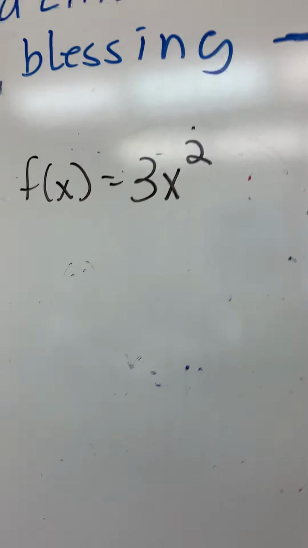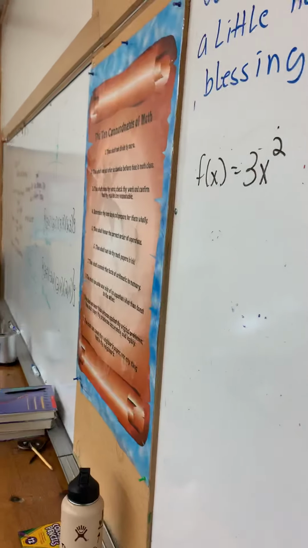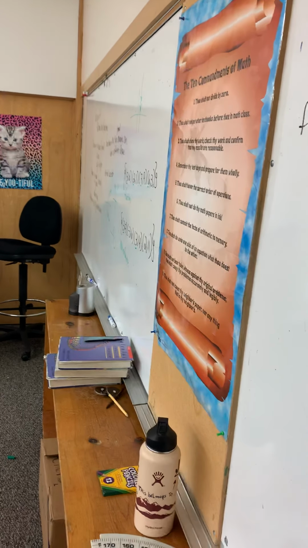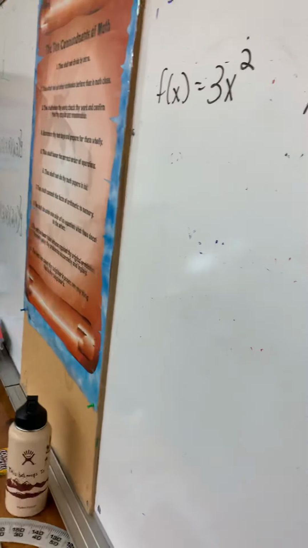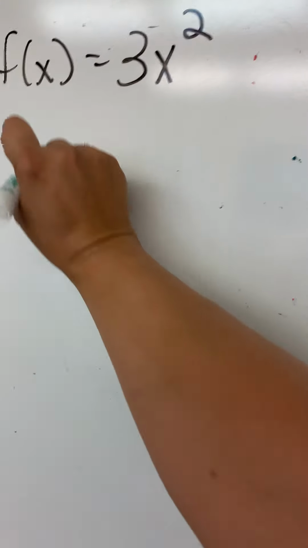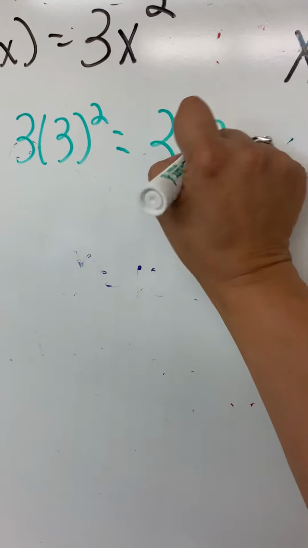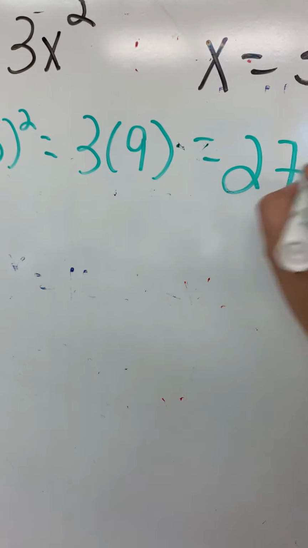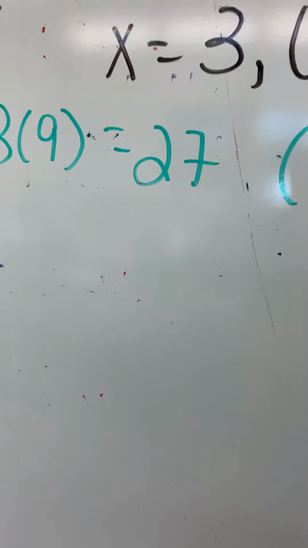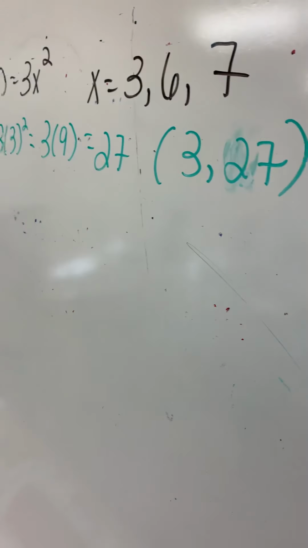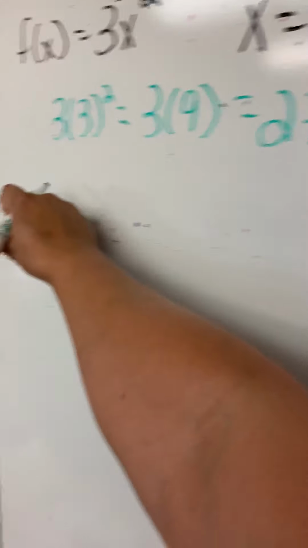Over here you got an equation, different numbers. These are your domains. So we want to find out what the range is. So if these are my inputs, I'm trying to find my output. So you plug each one in. 3 times 3 squared, which is going to be 3 times 9, which is 27. So I have a point at 3, 27.